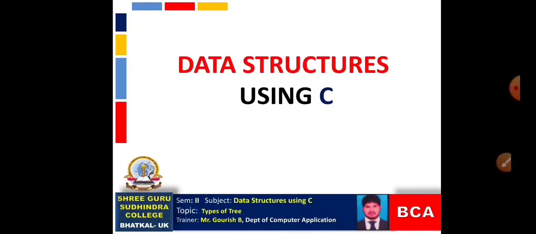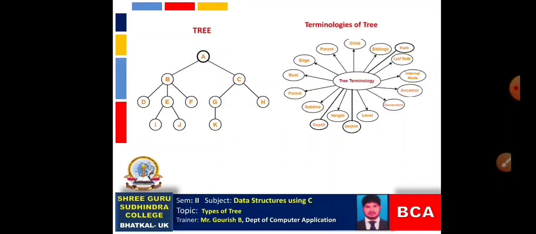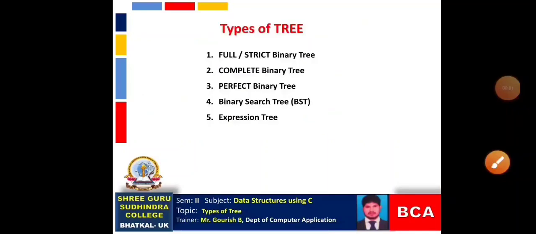In the last session, I explained tree data structures and their terminologies. What is a tree, how it is organized, and its terminologies: parent, child, siblings, degree, leaf node, and so on. In this session, I am going to explain the concept of types of tree.